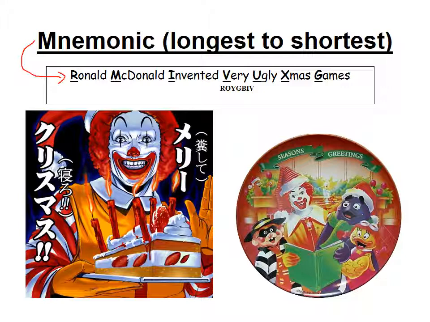So Ronald McDonald invented very ugly Xmas games. R for radio, M for microwaves, I for infrared, V for visible, U for ultraviolet, X for X-rays, G for gamma rays.